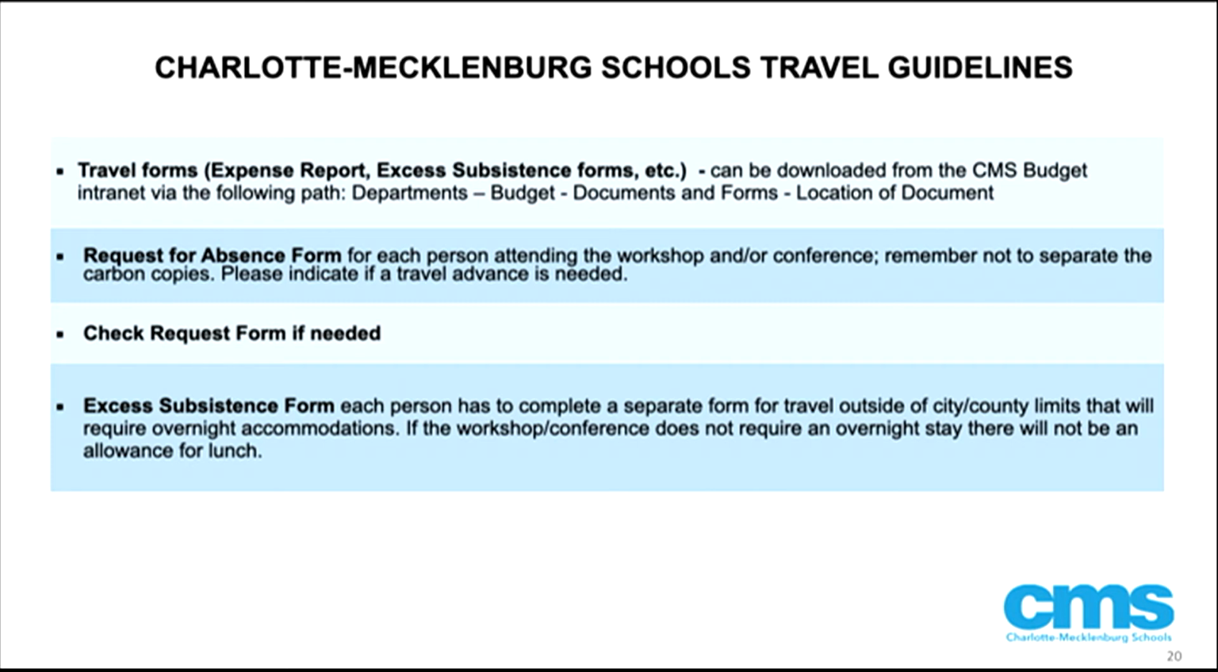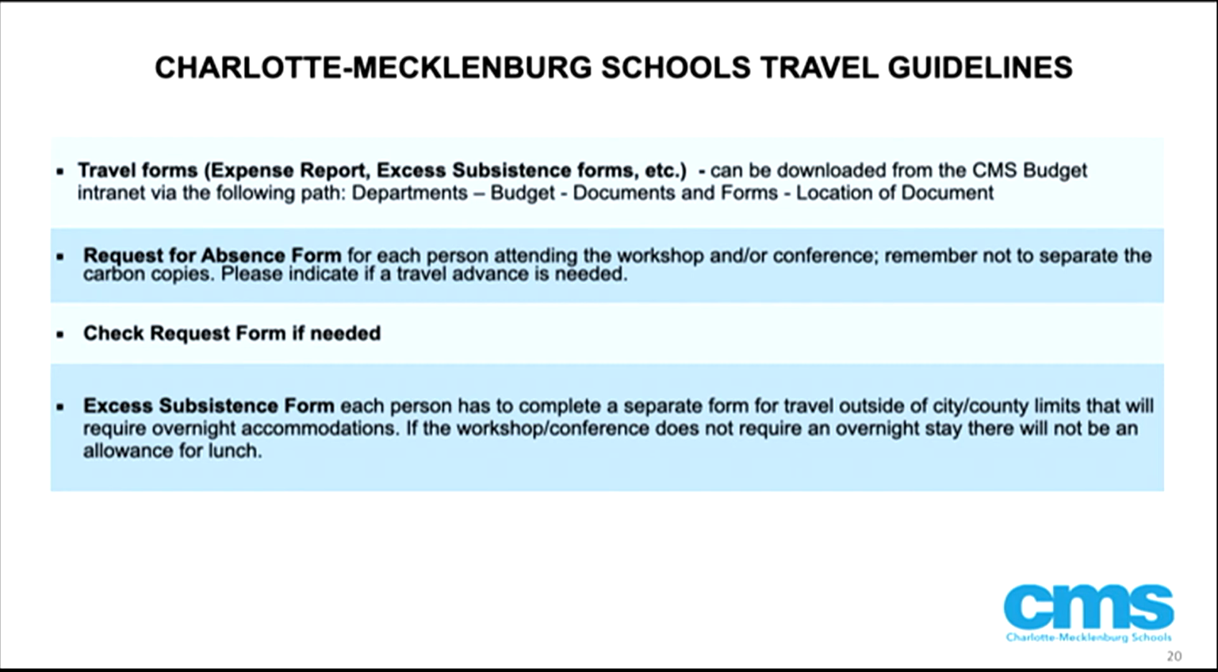Here are some simple guidelines for the traveling. Whenever someone is leaving and traveling, whether they're traveling inside North Carolina or they're traveling outside of North Carolina, you may need these forms filled out. We talk about the expense report, the excessive subsistence form, and these can all be downloaded. And we've given you a path to follow so you can find them. But make sure that if they're going to be away from school, that they submit a request for absence form for each person that's attending. So if 10 people are going, please make sure that you have 10 requests for absence forms.